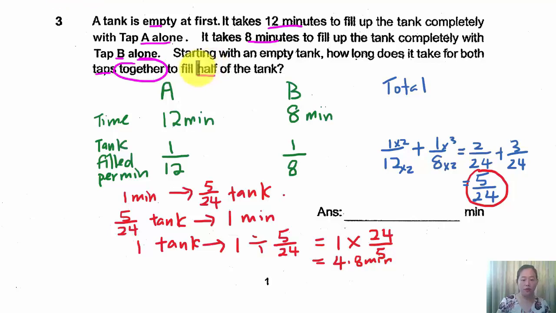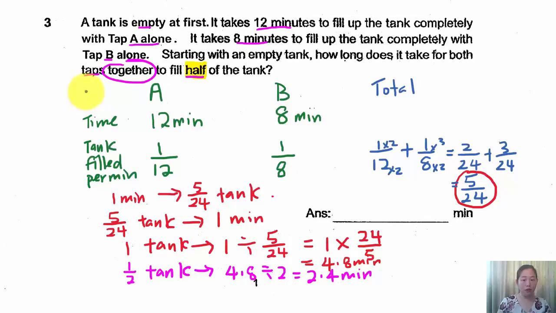But the question didn't ask us for the full tank. The question asked us for half the tank. So to do half the tank, it will be half the time, which is 4.8 divided by 2, and it will be 2.4 minutes.